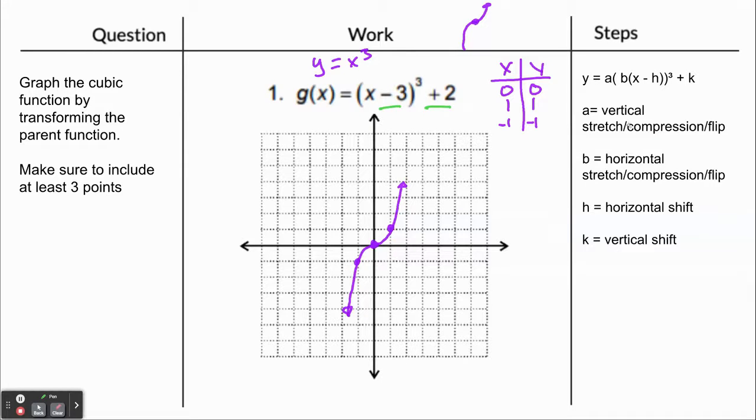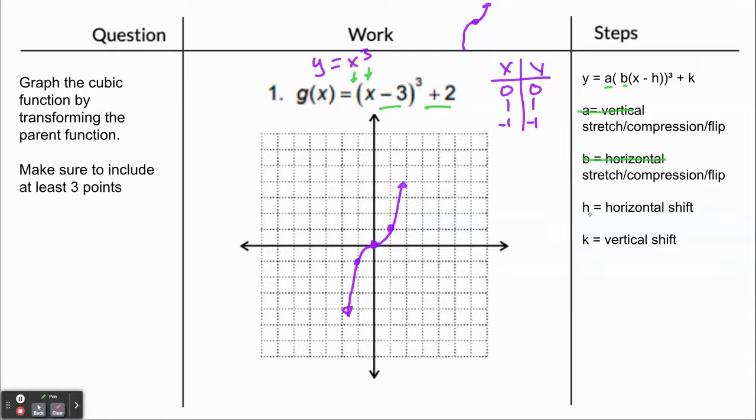So in this case, we do not have an a or a b value because there's nothing being multiplied by my cubic function or multiplied inside these parentheses. So there's no vertical stretch or horizontal stretch or compression, and no flips.